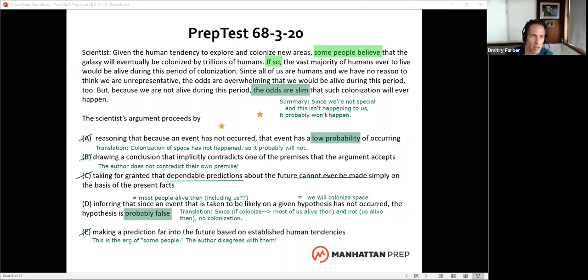D is our answer because it's basically saying that if we were going to colonize space, we'd see a bunch of people alive then. And if we saw a bunch of people alive then, we would probably be alive then. And we're not alive then, so it's not going to happen. And it's a really difficult thing to deal with because we might think this argument's crazy.